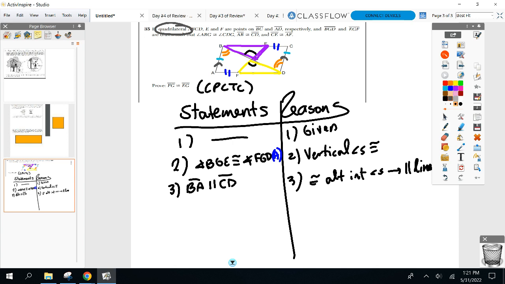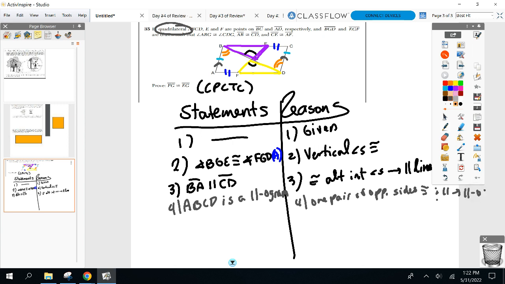What do I have now? A parallelogram. Anybody remember the special case? 1 pair of sides congruent and parallel means I have a parallelogram. So 1 pair of opposite sides congruent and parallel implies a parallelogram. Now I can use any of the properties of a parallelogram too.